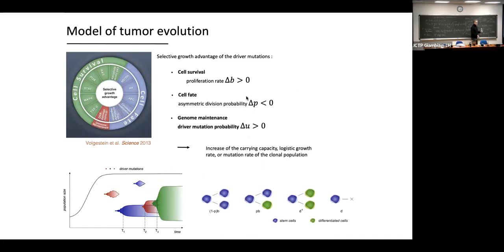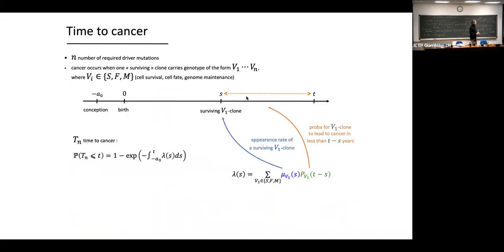Okay. And then as I already discussed, we wanted to include the effect of the different types of fitness. So self-survival, based on the letters here, survival increases the proliferation rate, so delta B is positive. So B increases. Self-fate decreases P, so delta P is negative. Genome maintenance increases the probability of a mutation, so delta U is positive. All right. So given that, we get this.